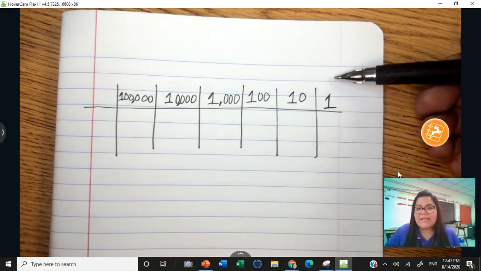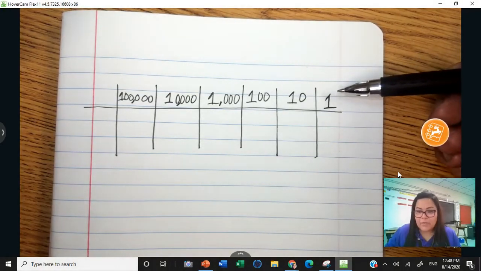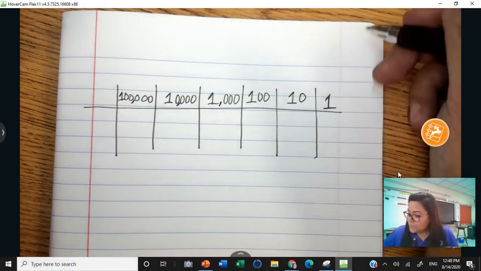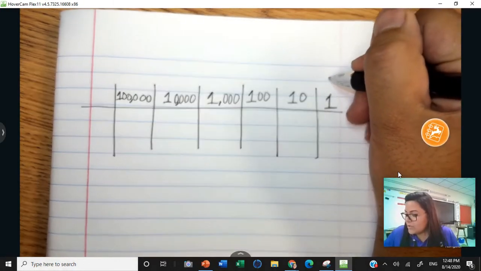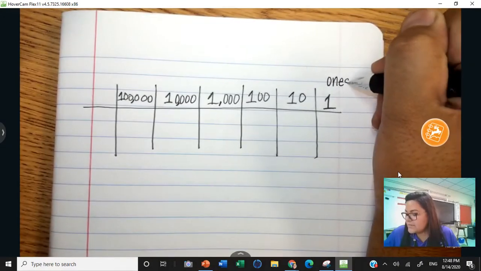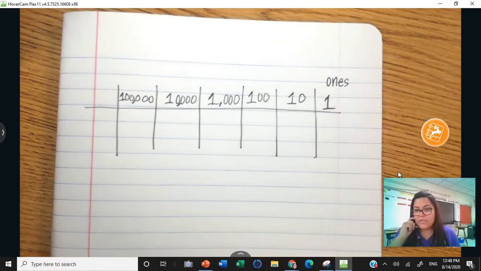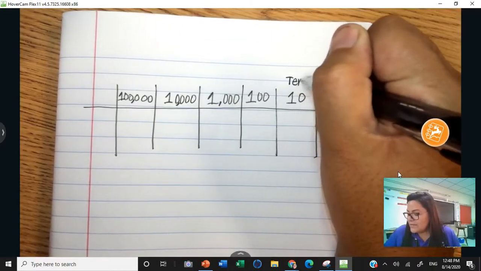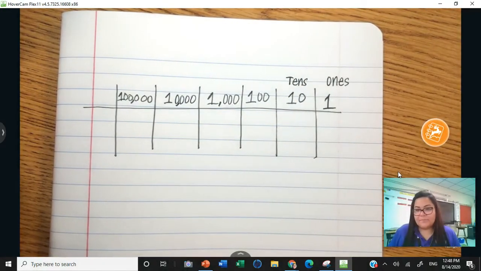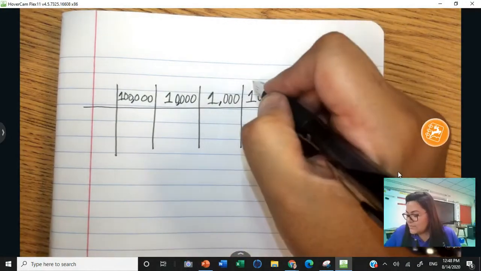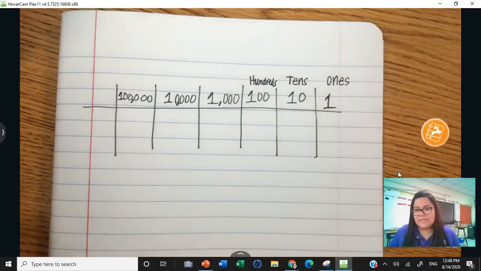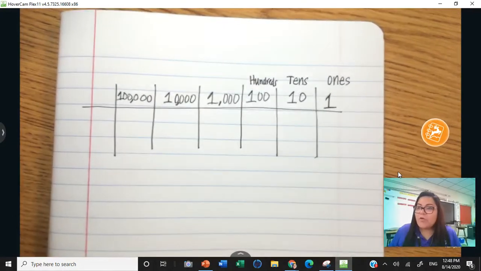Okay, now we're going to go in there and fill in the word form. I'm going to write down what each of these mean. It's very important for you all to know this information. So the very first one is called my ones place. The next one is called my tens place. The very next one is called my hundreds place.